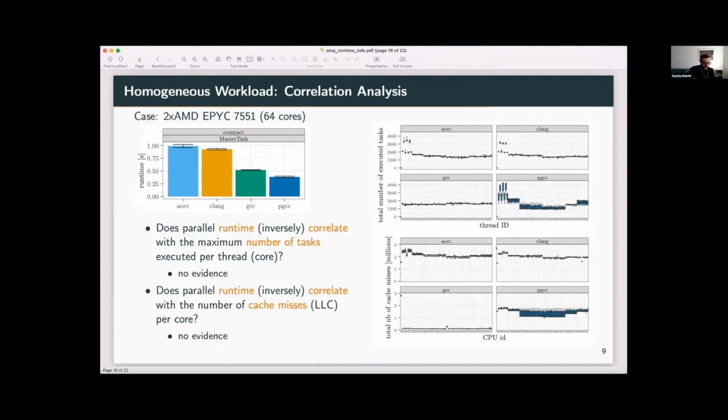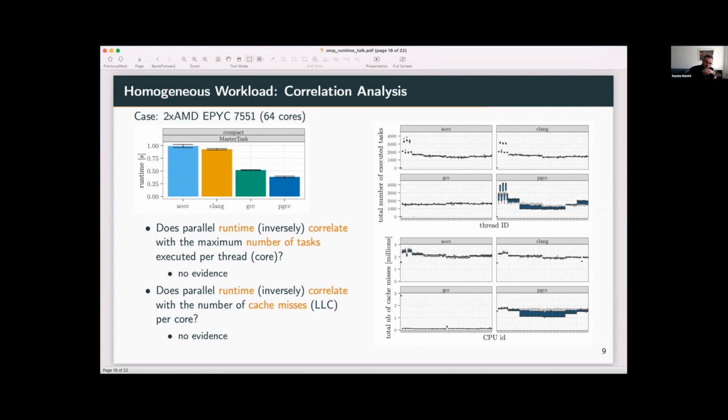So what our question was, can we somehow predict the performance of the different runtime systems based on performance numbers, whatever we can measure, hardware performance counters or software performance counters? So we asked, for example, does this parallel runtime that we get correlate or inversely correlate with the number of tasks each thread is executing? So here, that's one of these graphs on top. We have the different compilers, AOCC, Clang, GCC, and PGCC. And then on the y-axis, we have the total number of executed tasks.